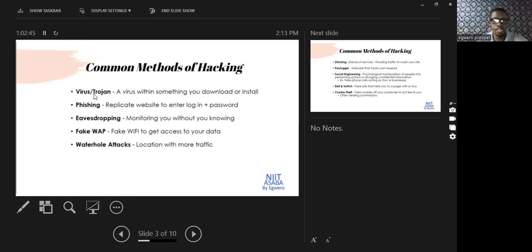So these are the common methods of hacking. Phishing: I think we have explained before what phishing is, replicating websites. That's why some developers' work is that. We have criminals that are developers. It's not every web developer you consult, because there are many that are very criminal in nature. They will clone people's websites.